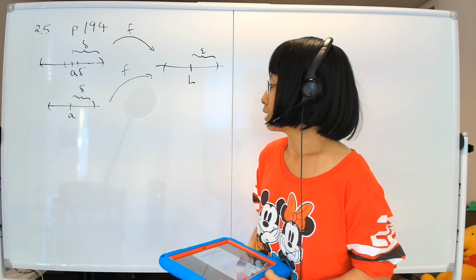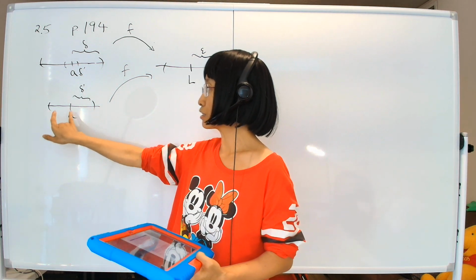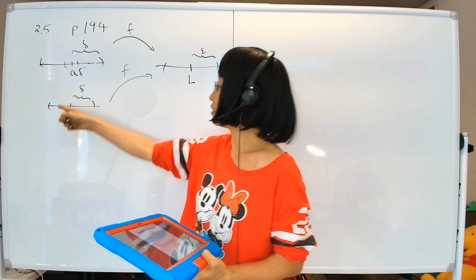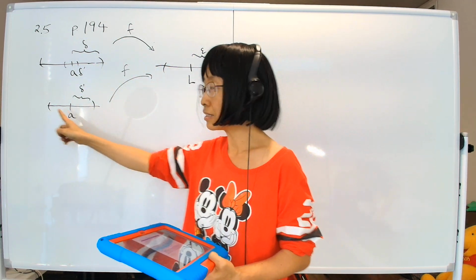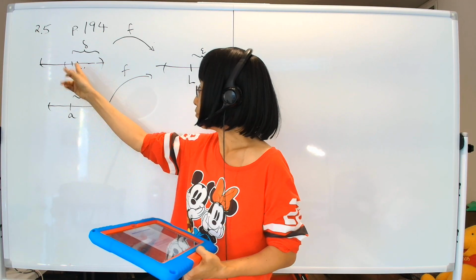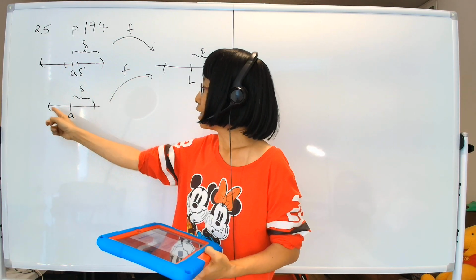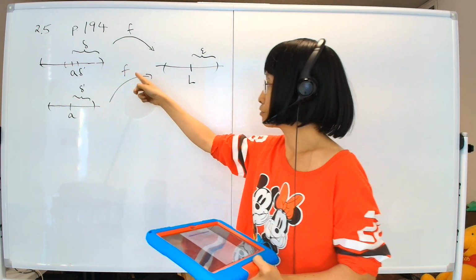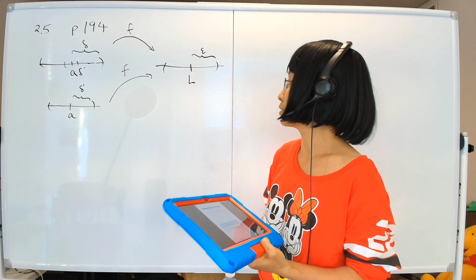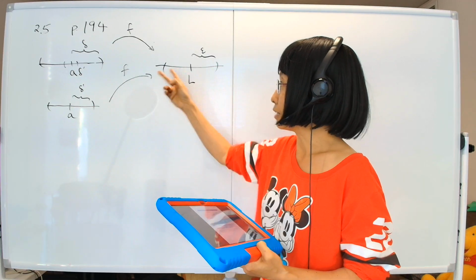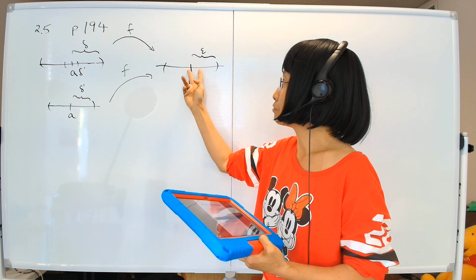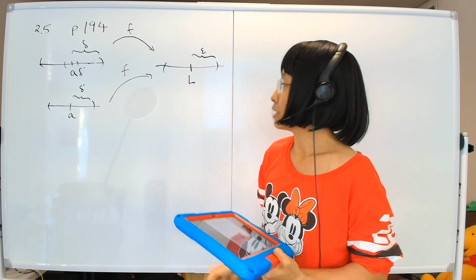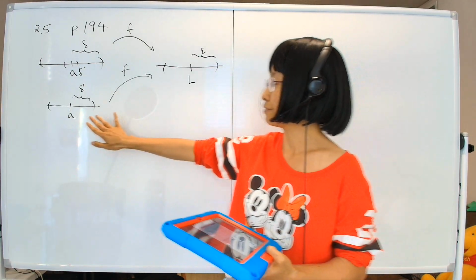But if you can find a small enough neighborhood where everything in this small neighborhood, which used to be here and I magnified it, going through f will land within here. It just has to land within. It cannot reach the edge. As long as it's within, then the definition works.